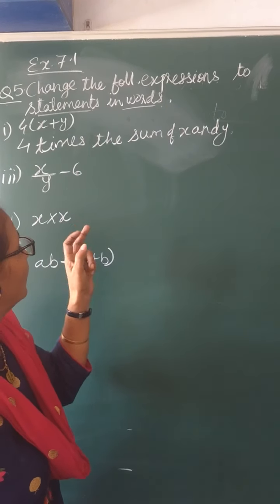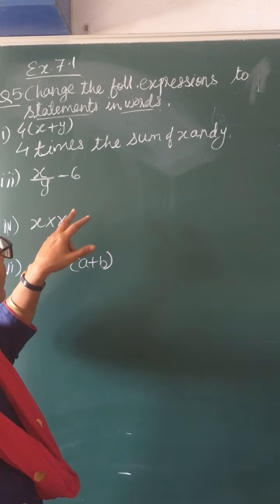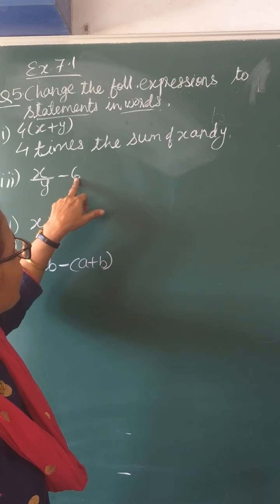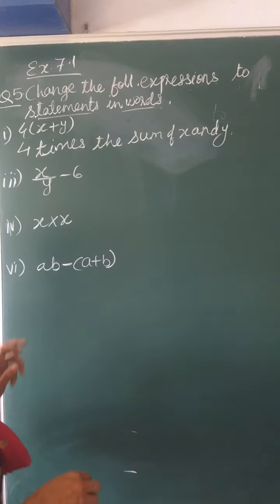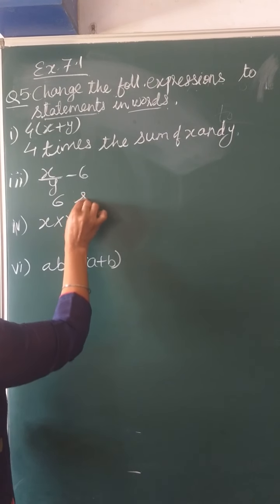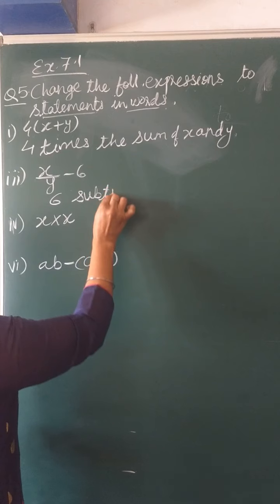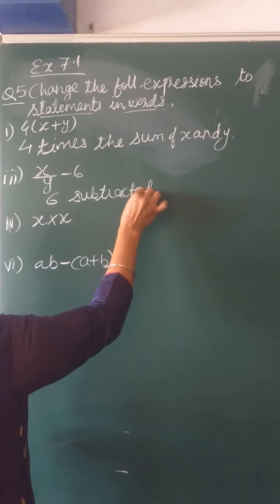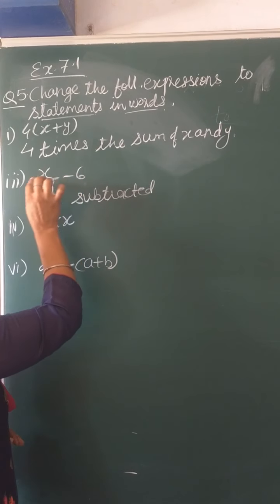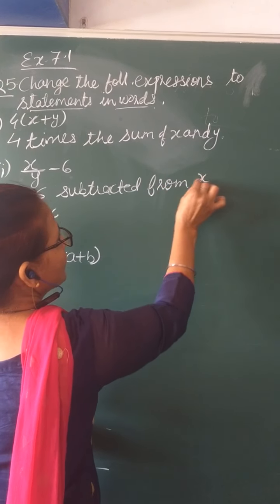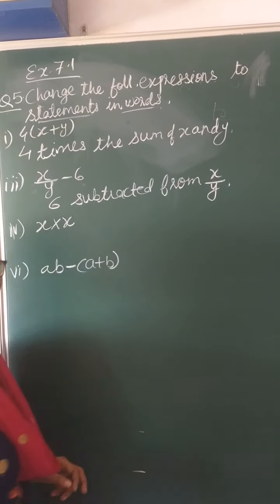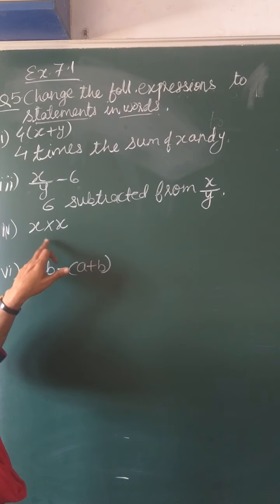Okay. Now next I have written x by y minus 6. So what does it mean? How will we write this statement in words? 6 subtracted from x by y. Okay. So write down 6 subtracted. Okay. 6 is subtracted from what? From x upon y.